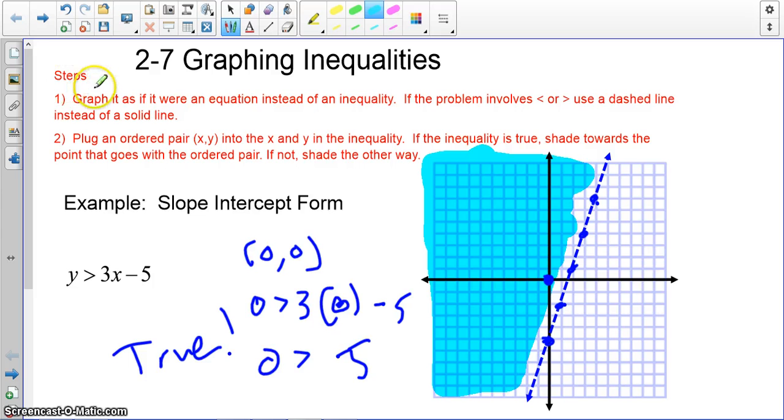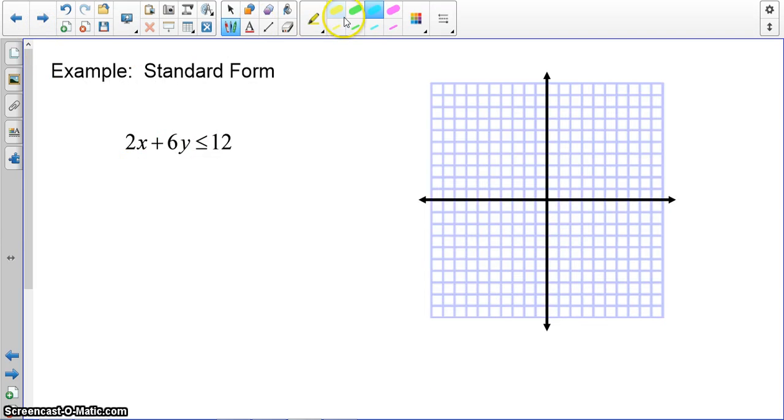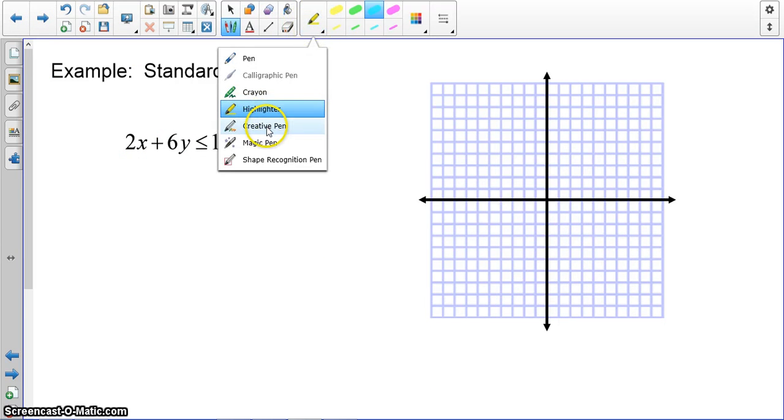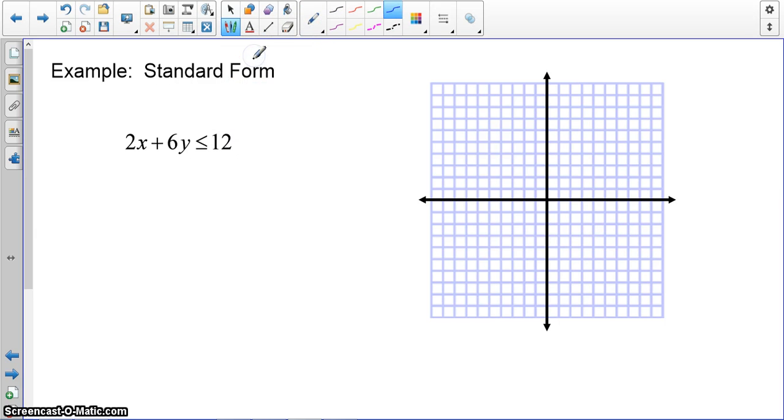So let's do another example, but with standard form. So 2x plus 3y is less than or equal to 12. Let's do different colors for the heck of it. So what you do is you graph it. And so the easiest way to graph when you're given standard form is you find the intercepts. Okay, so you pretend it's an equation.